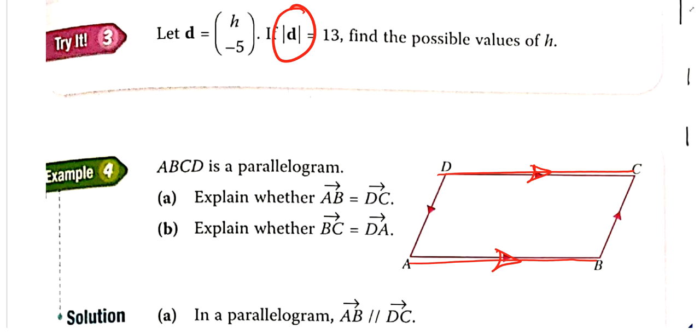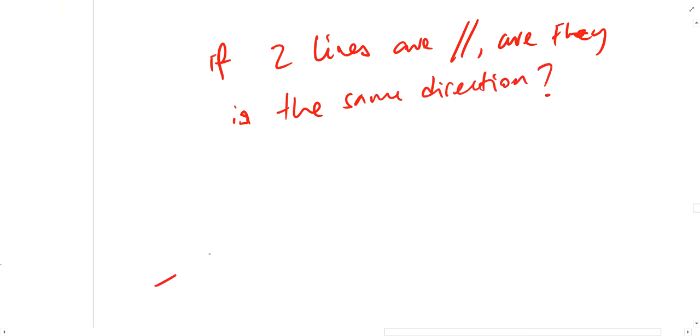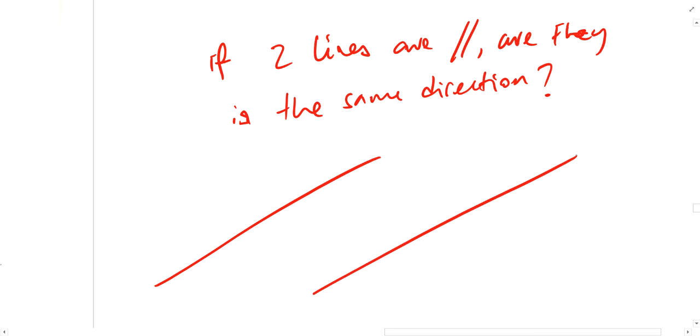If lines are parallel, are they in the same direction? No. Is it? No. Okay, do you get my trick question? One more time. If two lines are parallel, are they in the same direction? For example, this line and this line, they are parallel. Are they in the same direction? Yeah, I can do this, right? This is a vector and this is a vector. Are they in the same direction? Yes, they are.